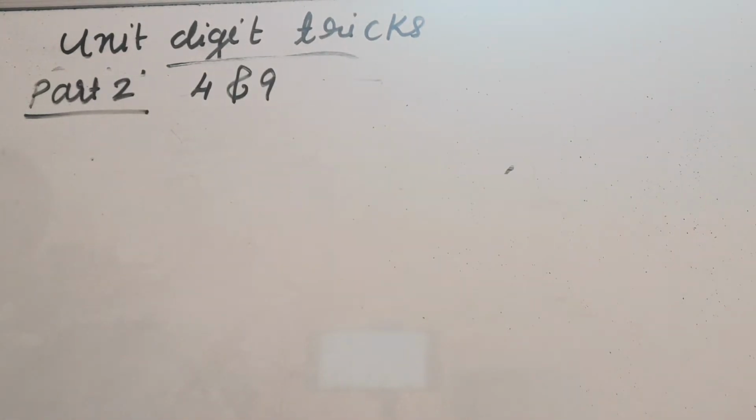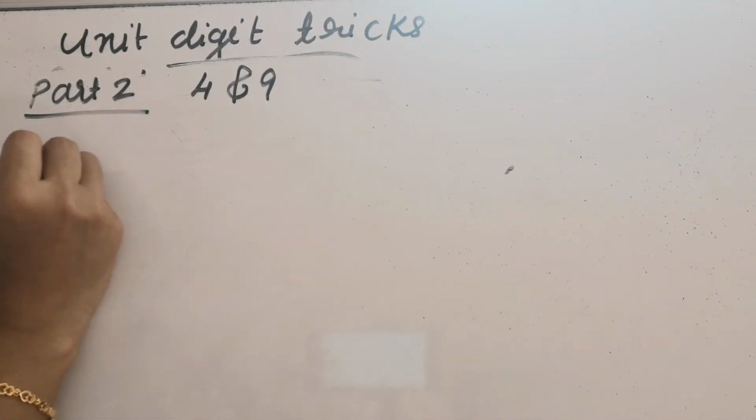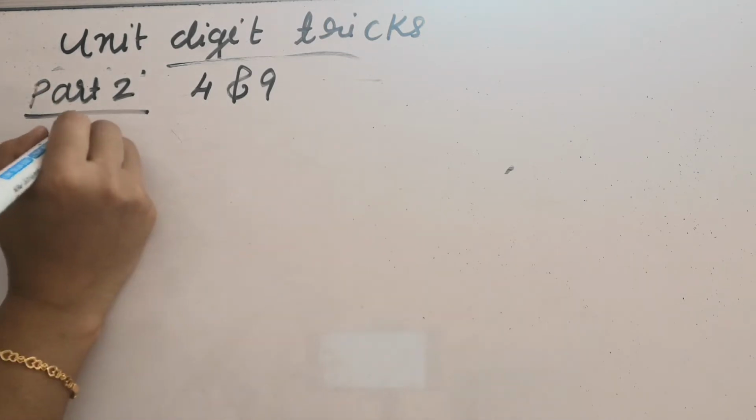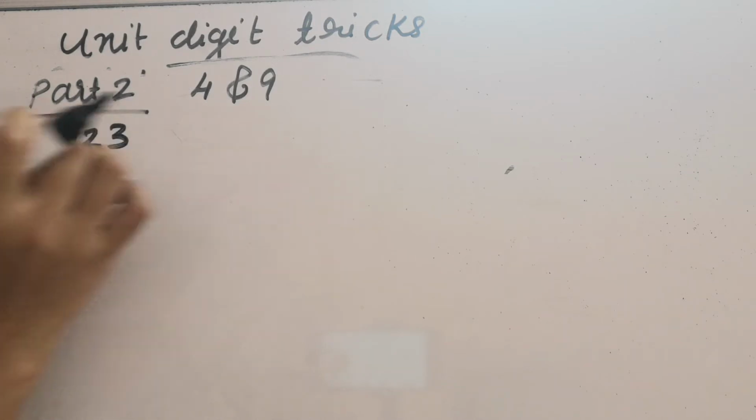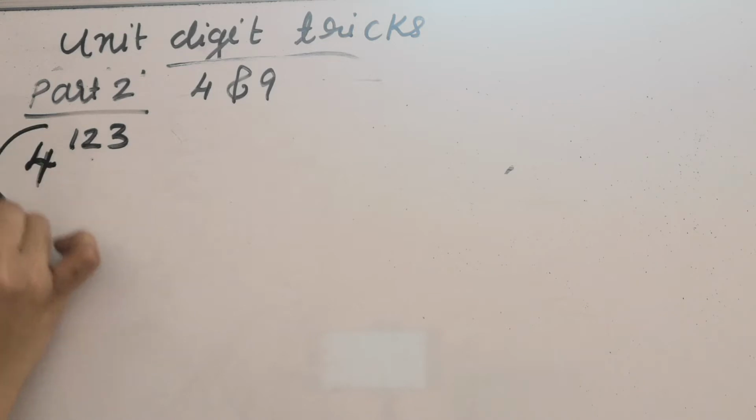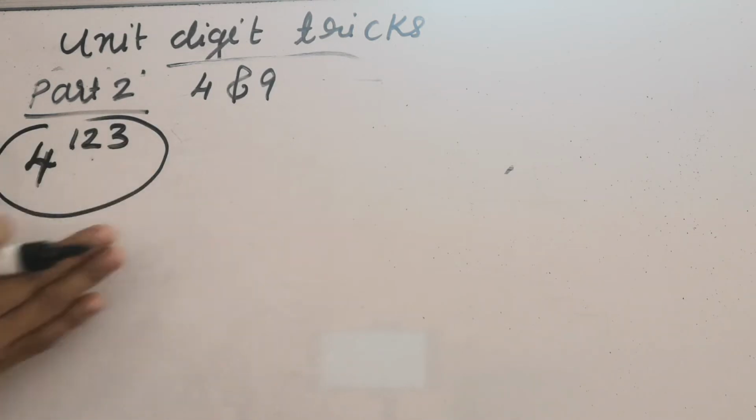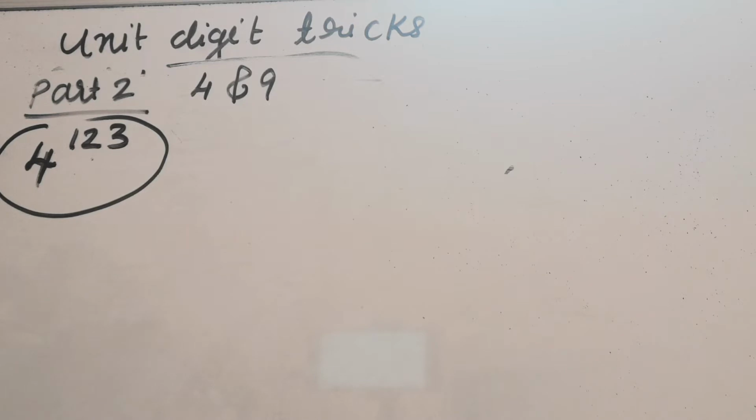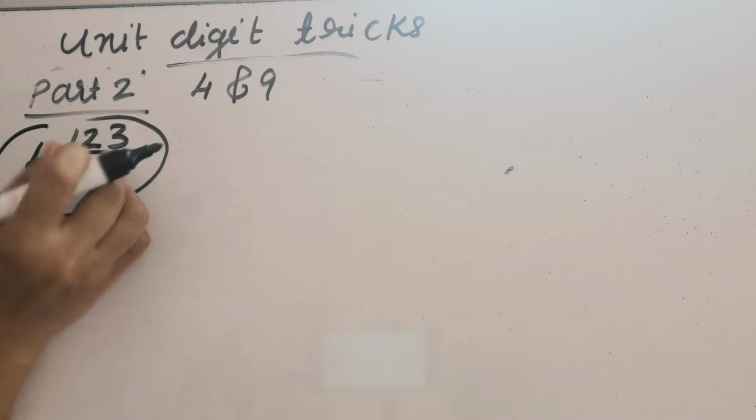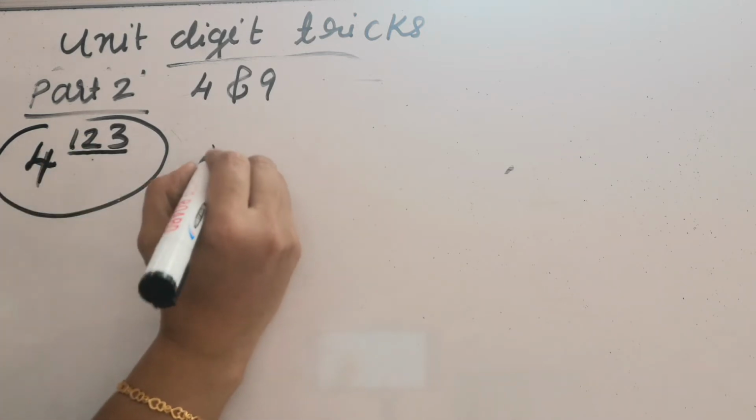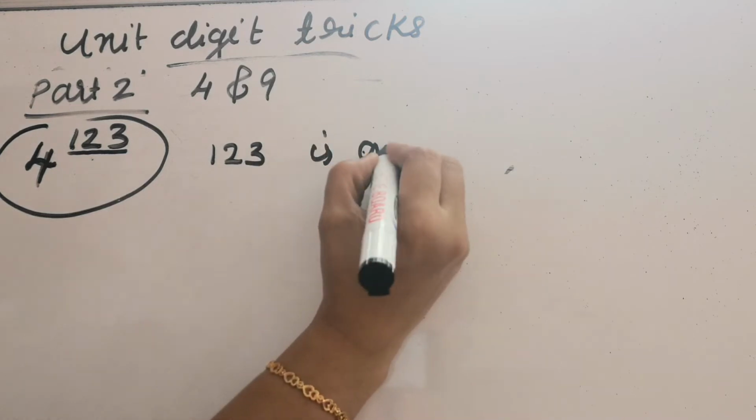Our part 2 is 4 and 9. If a number is ending with 4 or 9, these have the same procedure or same rules. Consider 4 raised to 123. What is the unit place number after finding this exponent? Without calculation, we have to write the answer by giving importance to the exponent. Here the exponent is 123. 123 is an odd number.